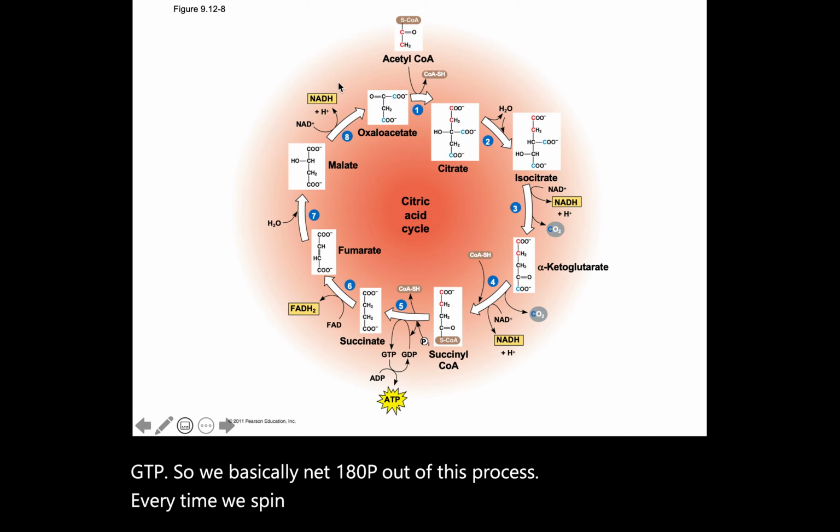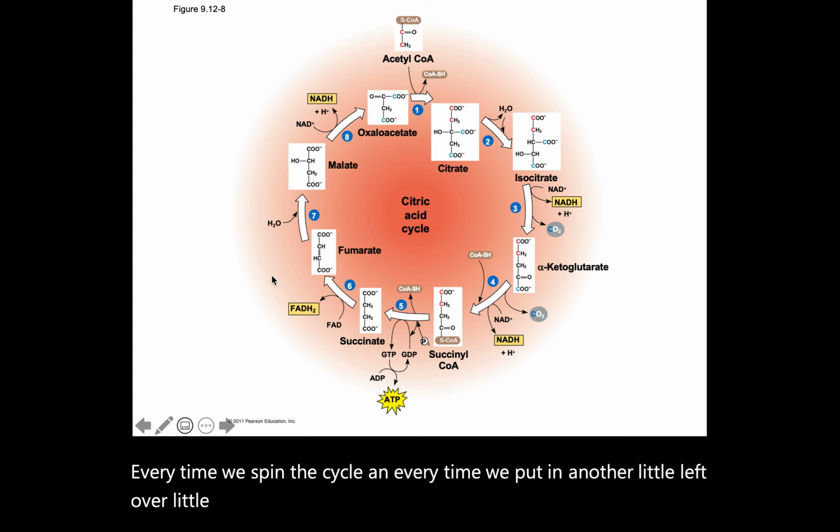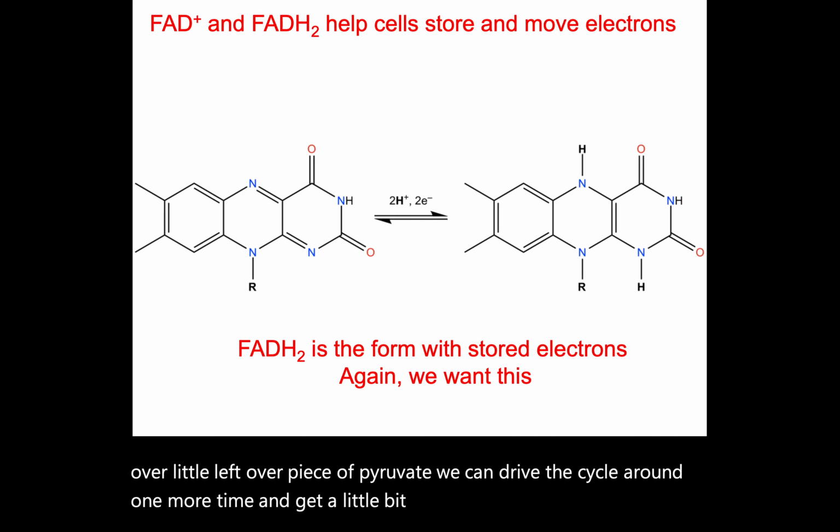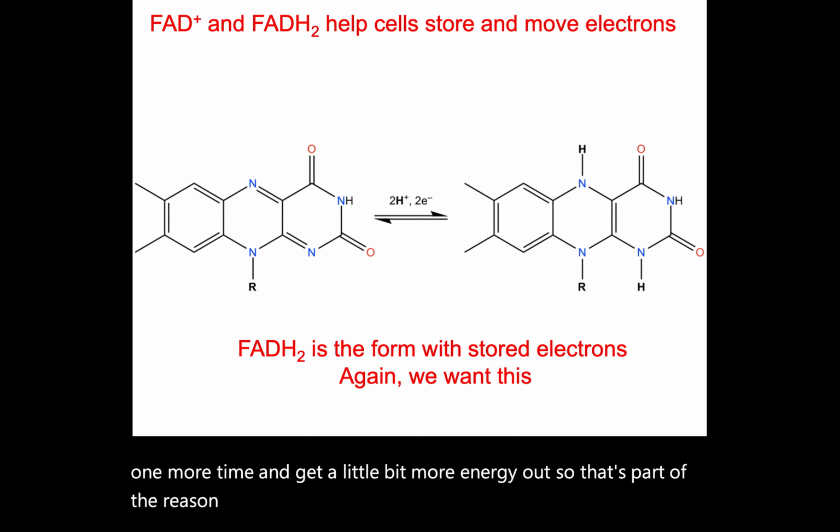And every time we put in another little leftover piece of pyruvate, we can drive the cycle around one more time and get a little bit more energy out. So that's part of the reason why mitochondria are so useful.